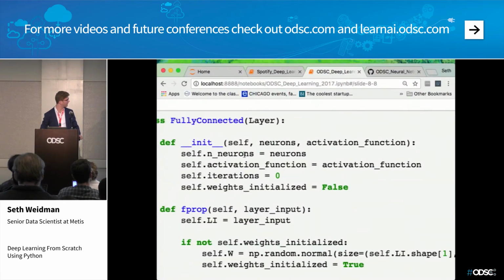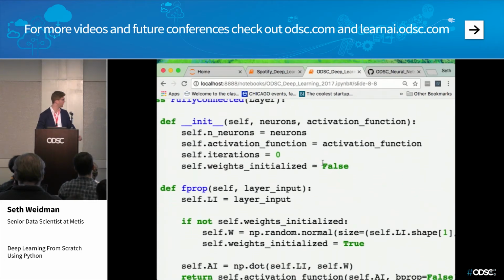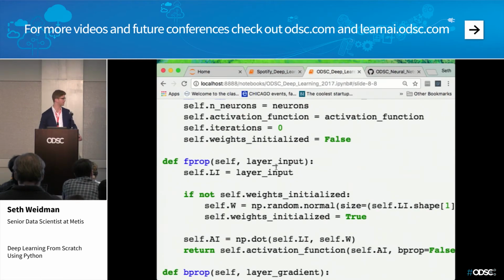So what do we have for a fully connected layer? Well, it has a certain number of neurons, right? It's got an activation function, and we'll only do sigmoid in this talk, but further on I show how you can do other activation functions, though I don't think we'll have time in the 90 minutes. Not too bad. We have a number of iterations in case you want to do learning rate decay or anything like that. And initially, we haven't initialized the weights.